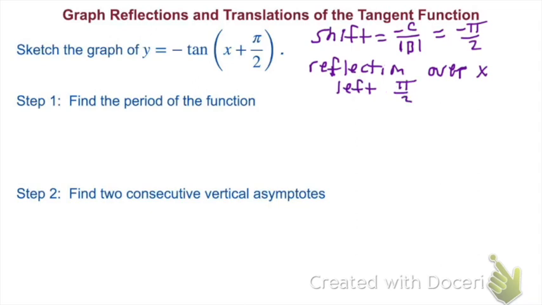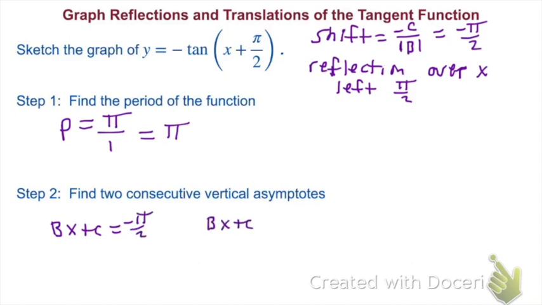So our period, we do the same thing. This should hopefully be pretty routine now. Our period for tangent is pi. Our b is 1. So our period has not changed. We're going to find two consecutive vertical asymptotes. All right, so we take bx plus c, our normal asymptotes at negative pi halves. We have bx plus c, our other normal asymptotes at pi halves. And we plug in our numbers. Our b is 1, so we have x. Our c is pi halves.